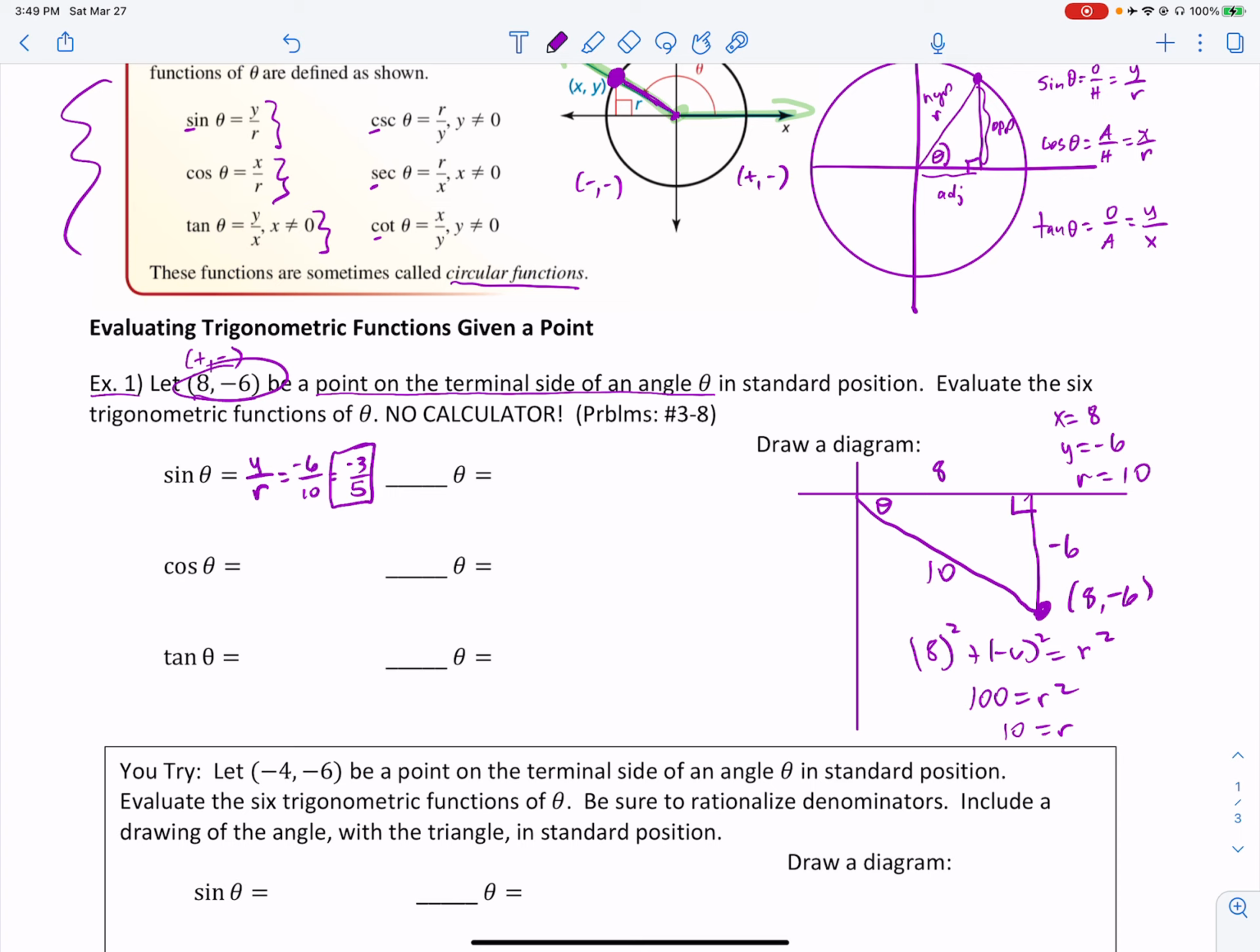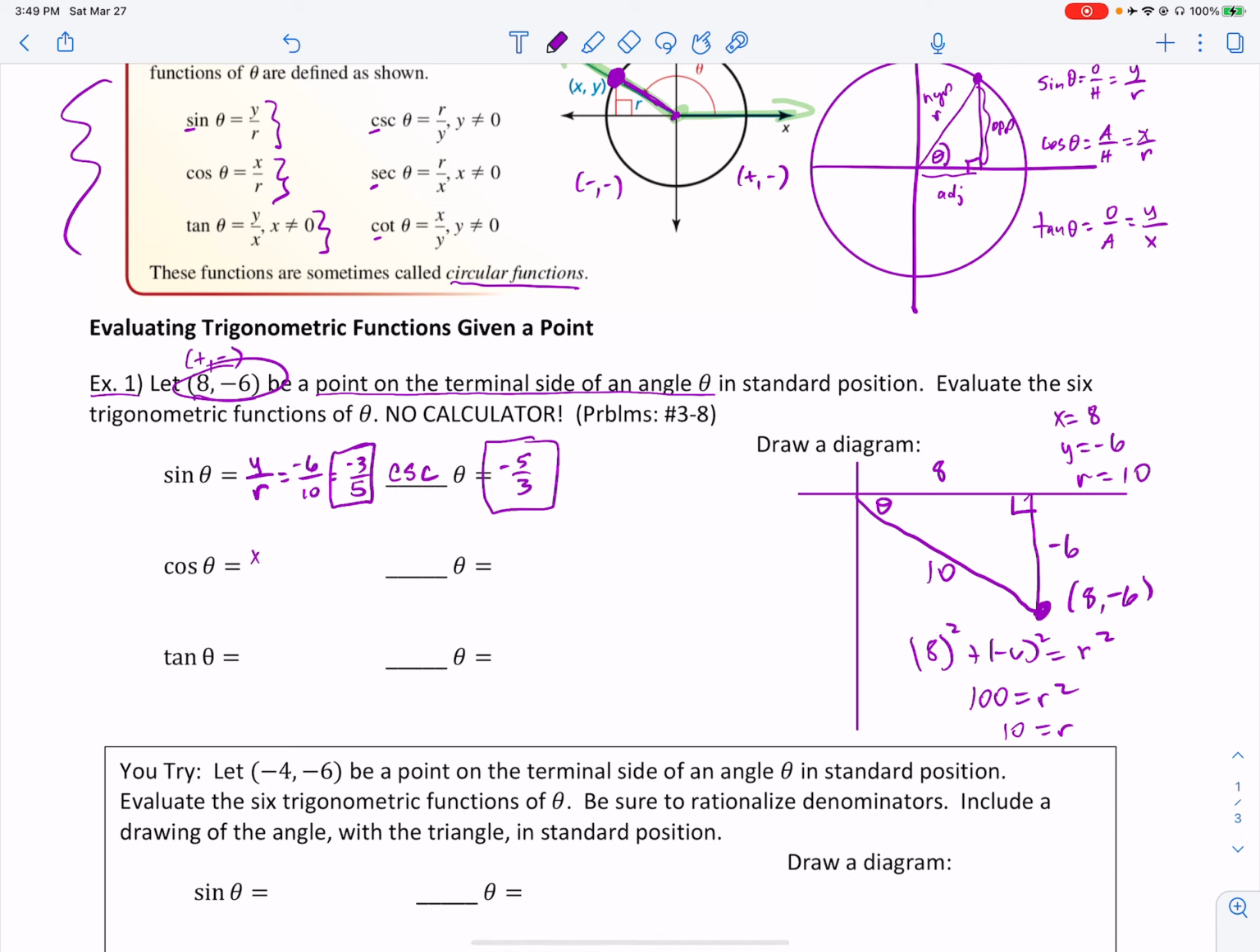So we have sine is -3/5. So then how about if we do the cosecant next, because that's the reciprocal of sine. And so that's going to be -5/3. And typically I put the negative out in front. I don't put a negative in the denominator.